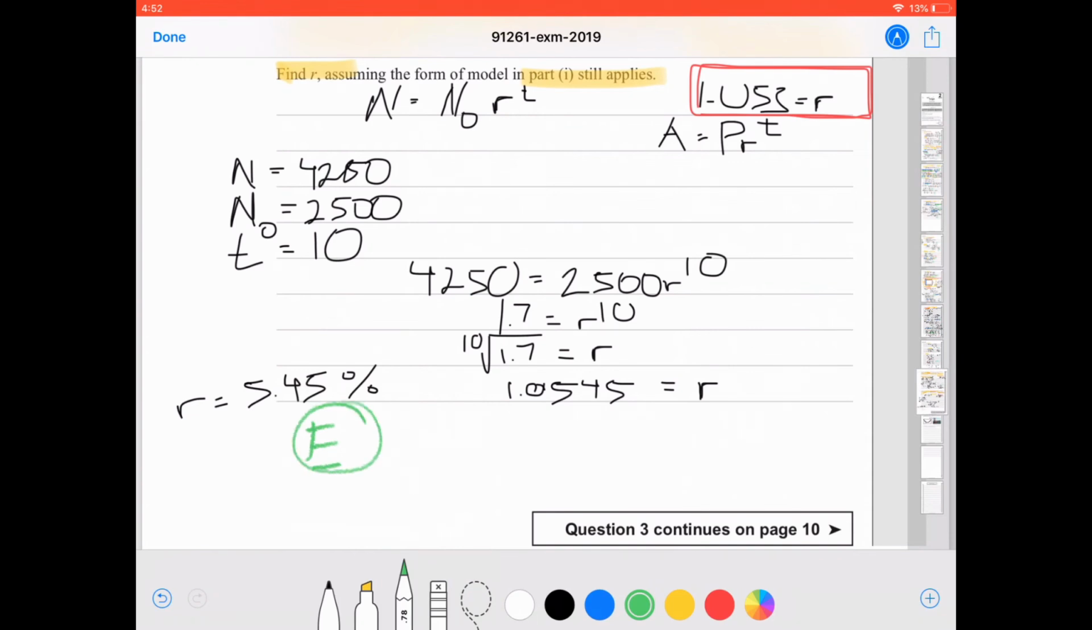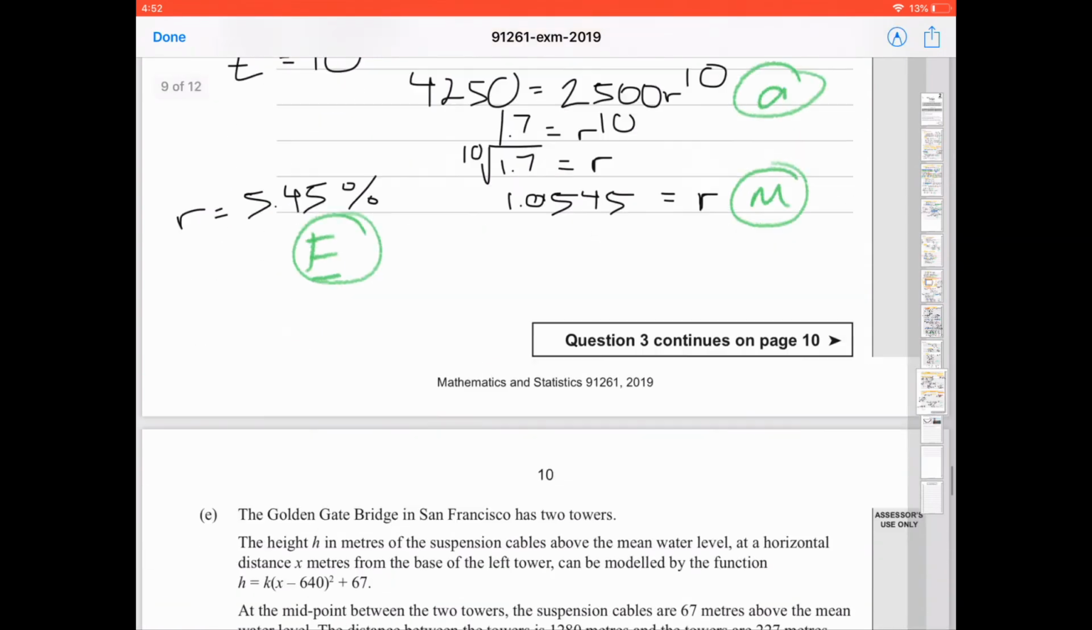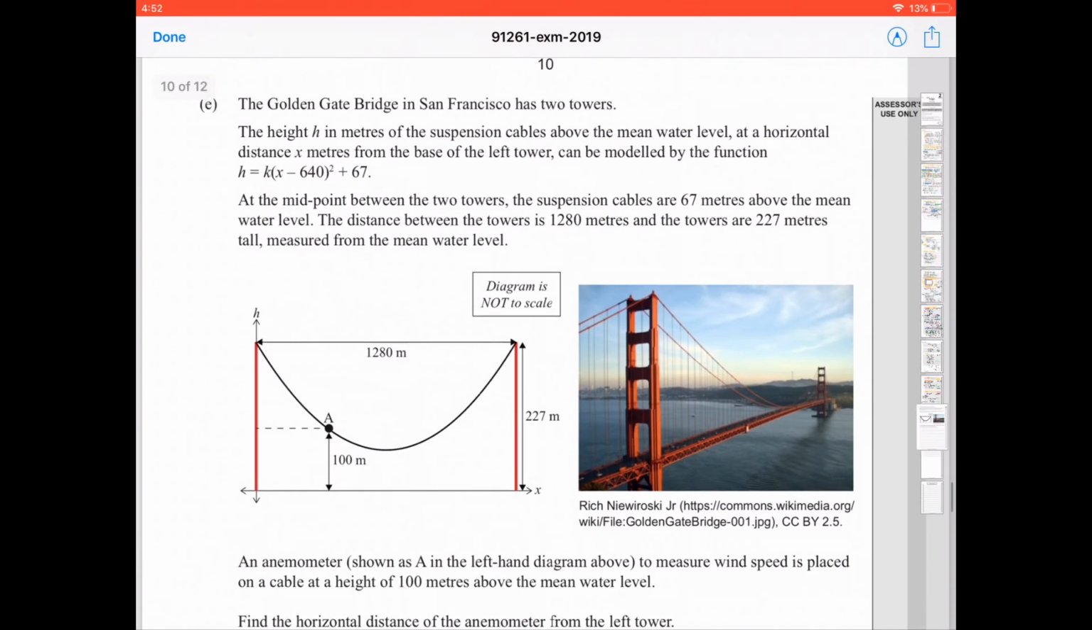Your merit, it says finds 1 plus r over 100. I think possibly this step here gets you a merit. And your achieved sets up the correct equation, so this here gets you the achieved. Sweet. Moving on to question 3E now, the last question of the paper.